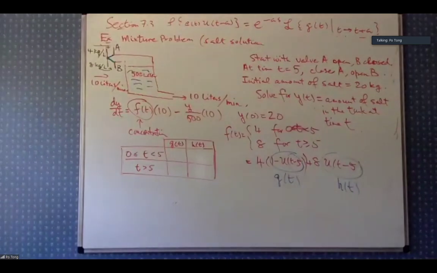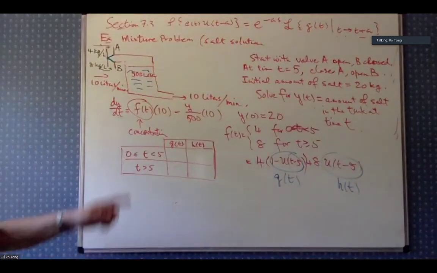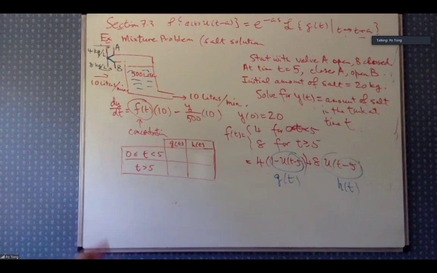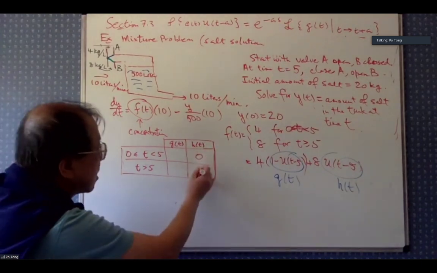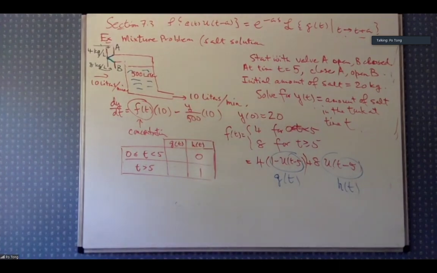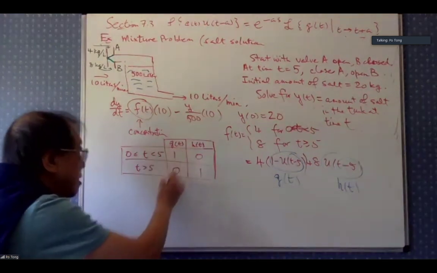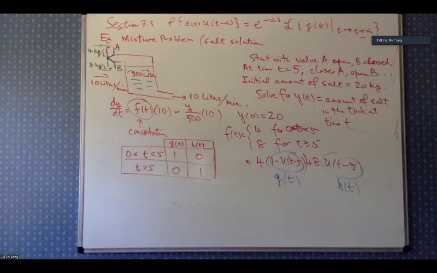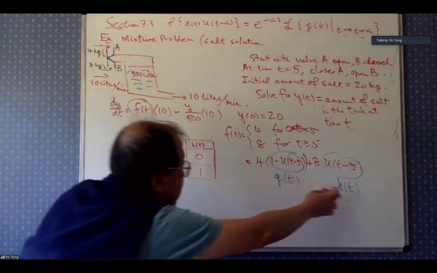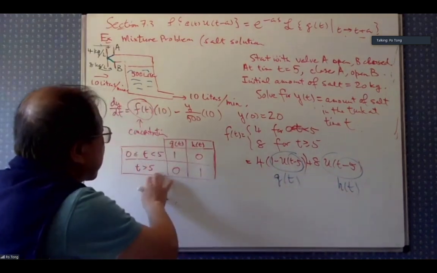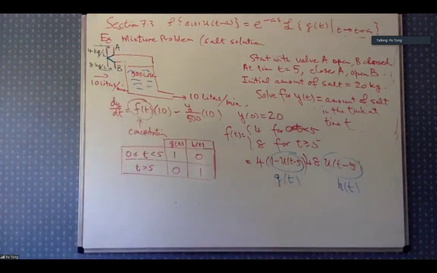The h(t), I want it to be 0 here and 1 here. Do you guys agree with that? And the g(t), I want it to be 1 and over there, 0. So when t is between 0 and 5, I pick this up: this is 1, that one is 0, so I pick up the 4. For t bigger than 5, I pick up the 8. Is it okay?